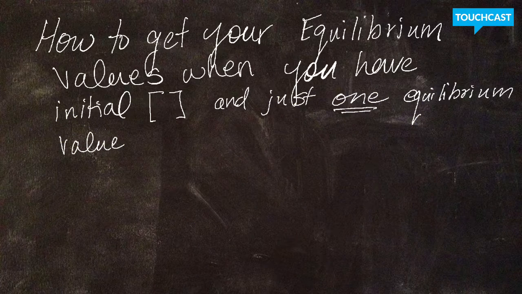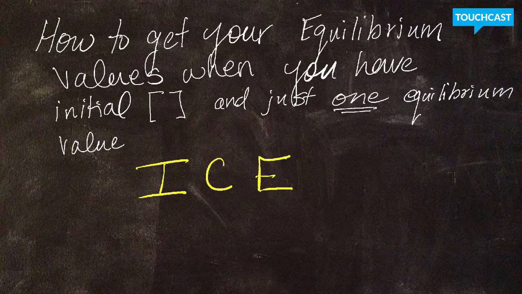So now we move on to a little bit of a tougher way of calculating that equilibrium constant. In some problems, they will give you just your initial concentrations of maybe some of your reactants or maybe some of your products, and then they'll only give you one of the equilibrium values of either the reactants or the products. Welcome to the ICE tables.